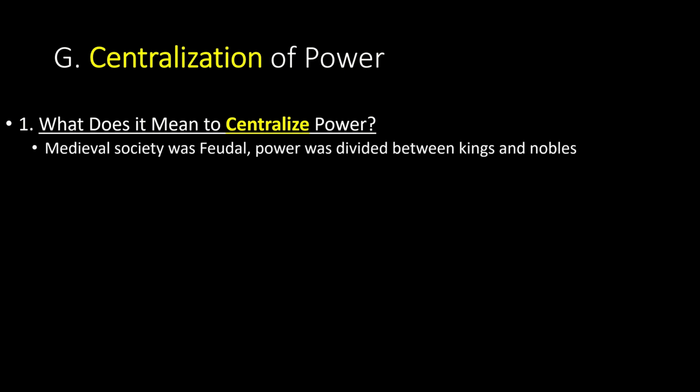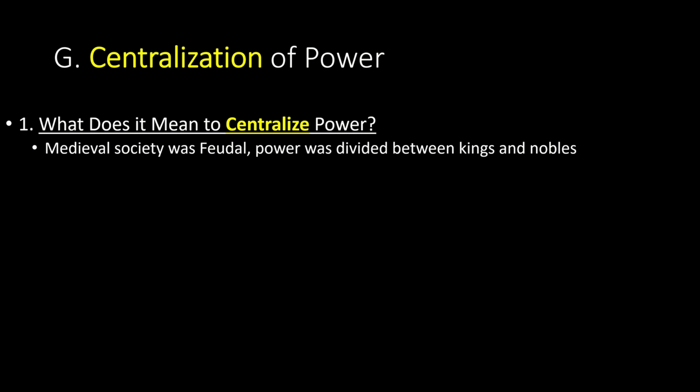Okay, before we can talk about the new monarchies, we need to talk about what it is that the new monarchies are doing. And that is they are centralizing their power. What's the root word of centralize? Center. So they're taking power that is everywhere and they're placing it in the center. Who is going to be the center of this power? Kings and queens, monarchs, okay? So what does it mean to centralize power?